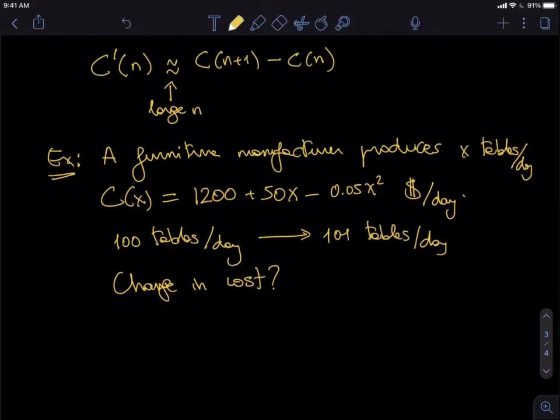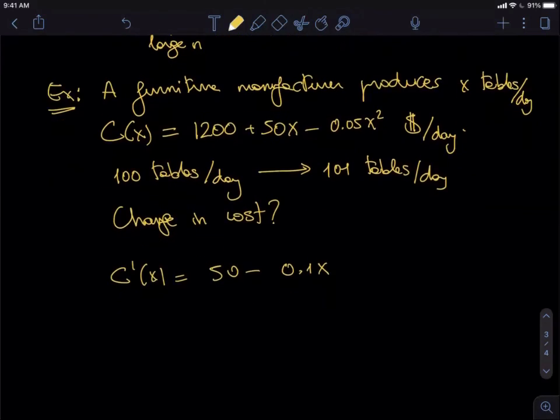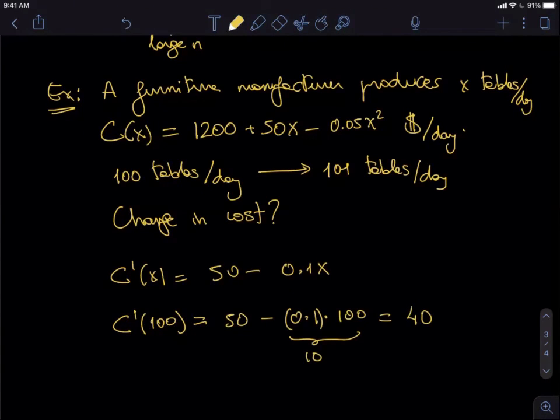So what is the change in cost? As we were saying, 100 is large enough. So we could say C prime of x is 50 minus 0.1 x. And because we are going from 100 to 101, what we need to find is C prime of 100, which is 50 minus 0.1 times 100, which is 10. So we get 40. So this is the change in the cost.